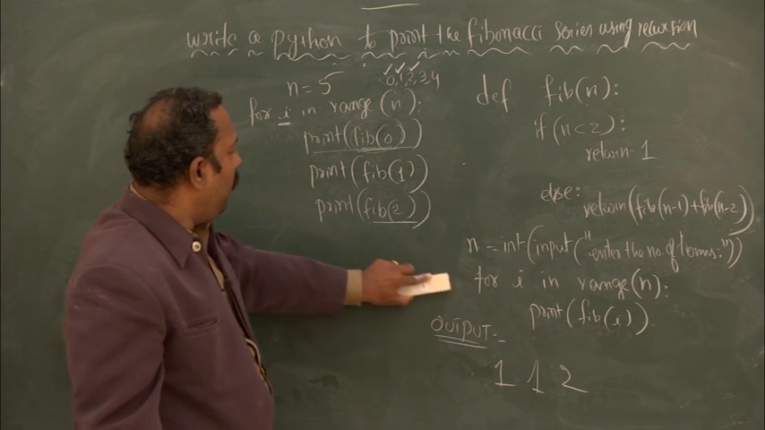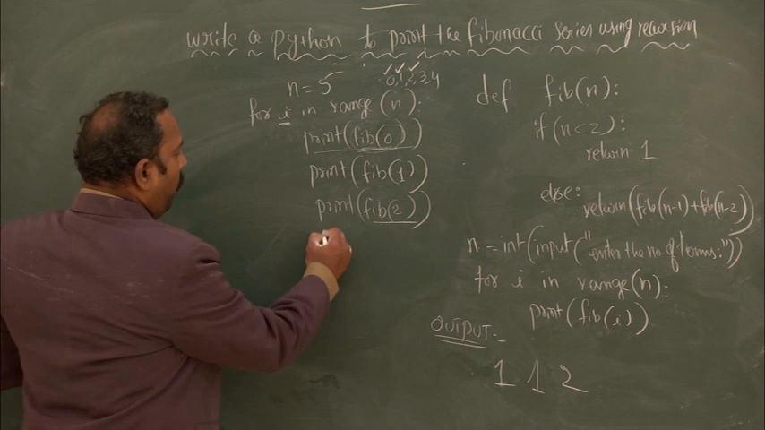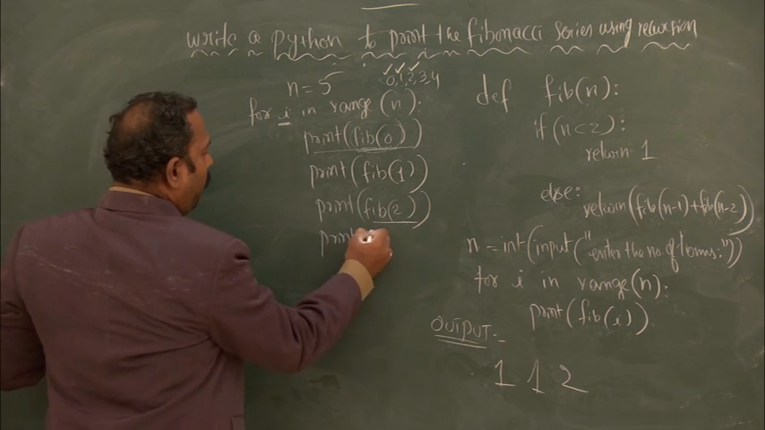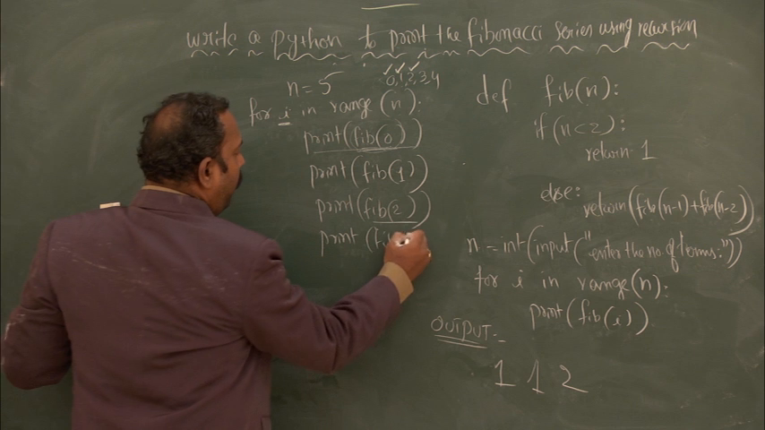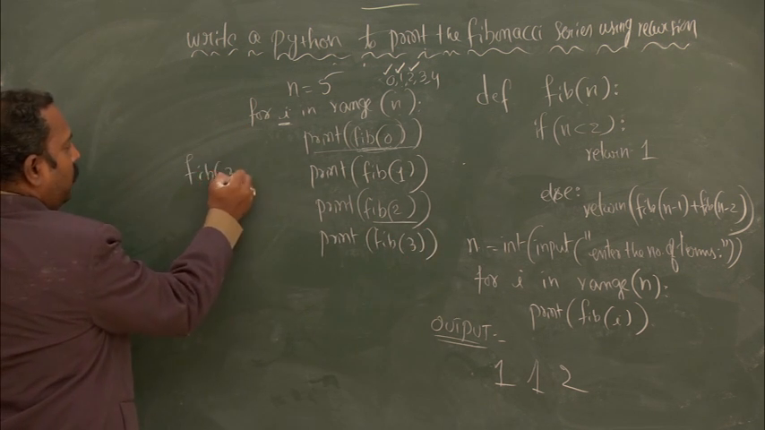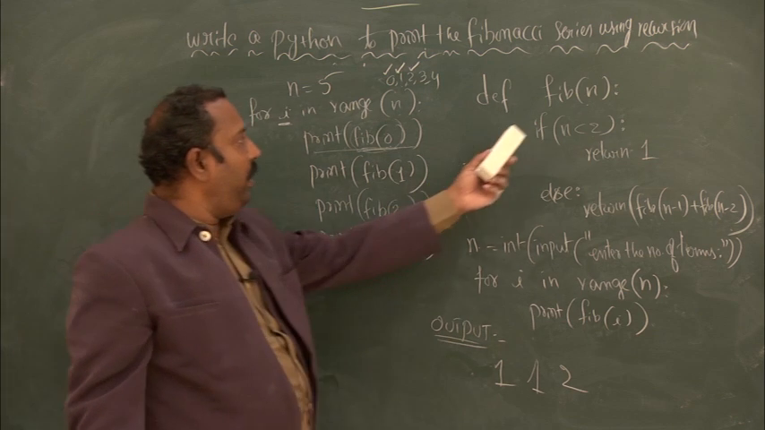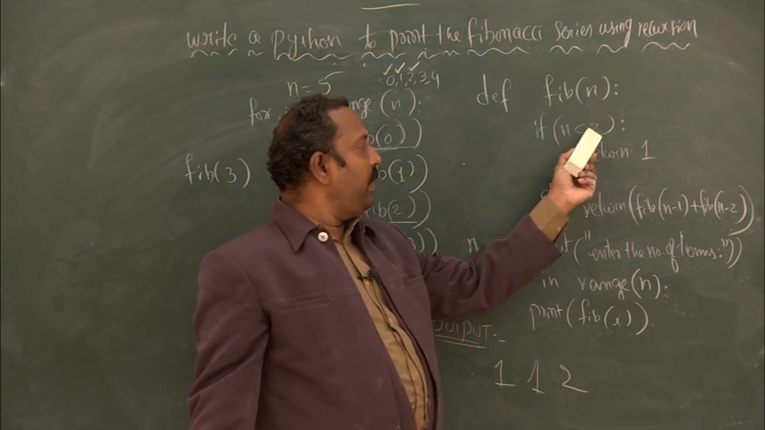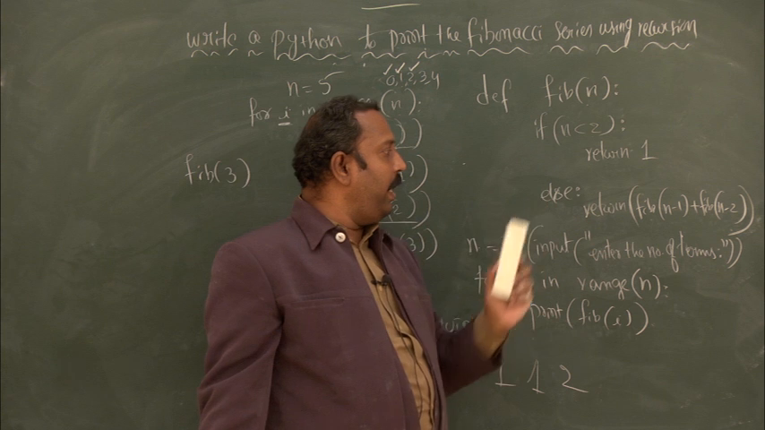Now the next item will be assigned to i. So print fib of 3. We have to calculate fib of 3. n gets value 3. 3 is less than 2? Condition false. Come to the else case.